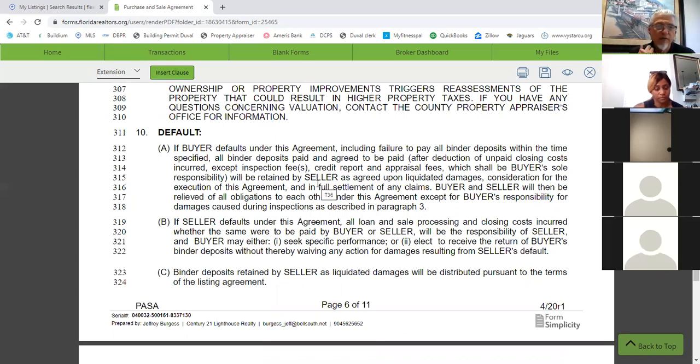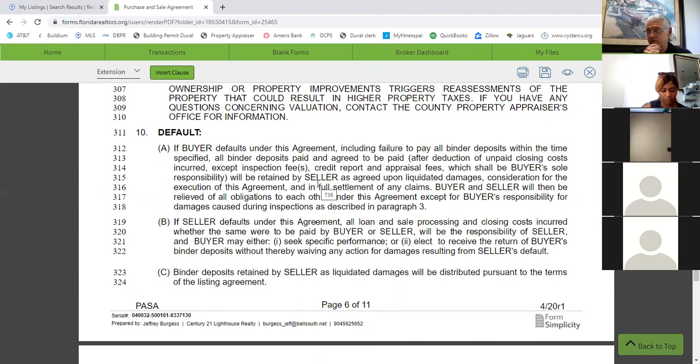Defaults. Okay. If buyer defaults under this agreement, which includes failure to pay all binder deposits, this is the one where they get you on a binder deposit. Within the time specified, all binder deposits paid and agreed to be paid, after the deduction for unpaid closing costs incurred, except inspection fees, credit reports, and appraisal fees, which shall be the buyer's sole responsibility, will be retained by the seller. So even if they don't pay the binder, the seller has a right to retain them. Okay, that means, at closing. No, that's not what it says. It says if buyer defaults.